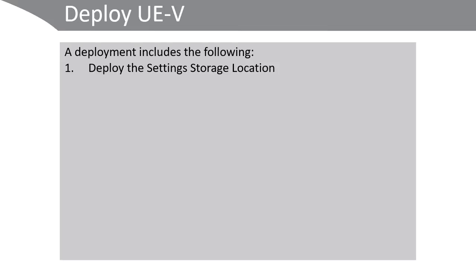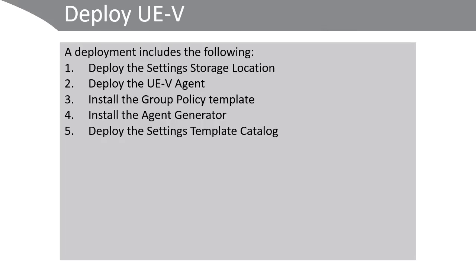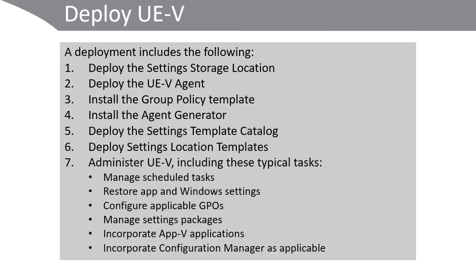To deploy a UEV, perform the following. Deploy the settings storage location. Deploy the UEV agent. Install the group policy template. Install the agent generator. Deploy the settings template catalog. Deploy the settings location templates. And then administer UEV. Typical tasks would include manage scheduled tasks, restore app and Windows settings, configure appropriate GPOs, manage settings packages, incorporate AppV applications, and incorporate Configuration Manager as applicable.